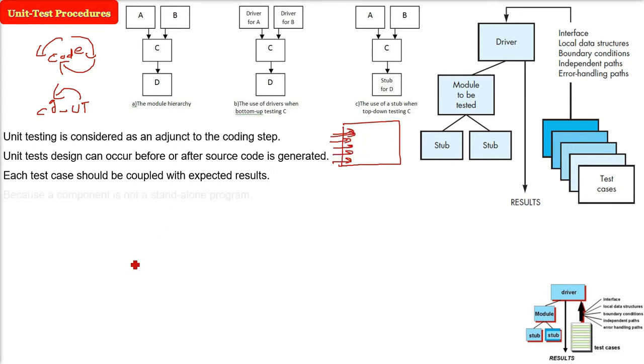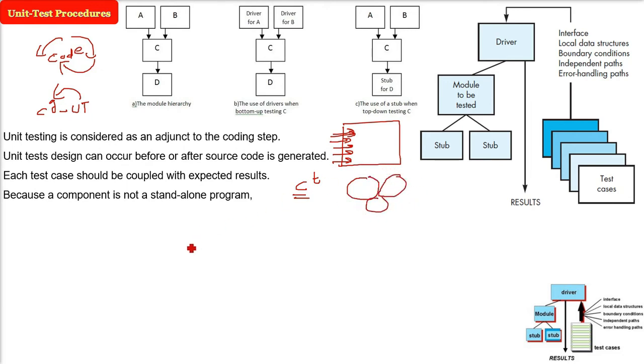Because a component is not a standalone program, don't think that if you have tested a unit or a component, everything is okay. You are going to combine it with some of the other components. Maybe that component is developed, maybe it is not developed. So a component is not independent. It will work with others, because the data flow and the interfacing will be there. When we combine the modules, there is a different kind of testing we do.